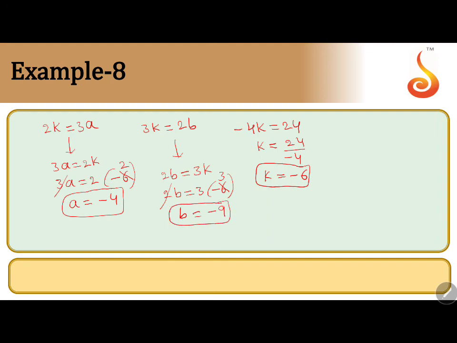So these are the values of a, b, k. a is equal to -4, b is equal to -9, k is equal to -6.